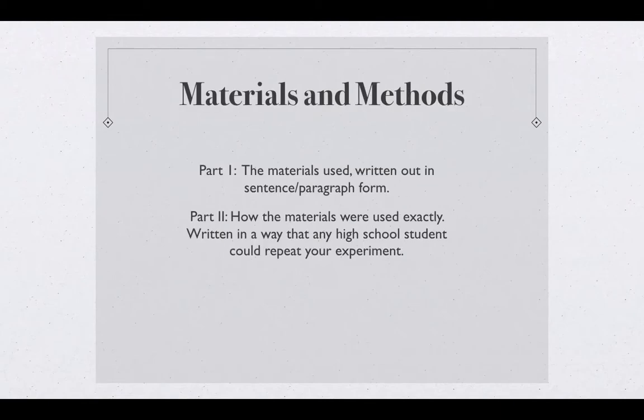From there, you'll begin to write the materials and methods. Although there are 2 things in this and they are really separated within this section, this is one section together, materials and methods. The first part of this section should be the materials that you used. It needs to be written out in a sentence in paragraph form. You can't just make a list. You can't have a bulleted list or a numbered list.